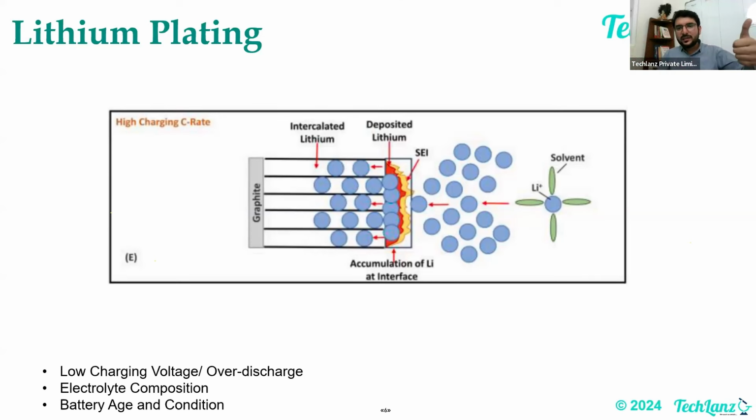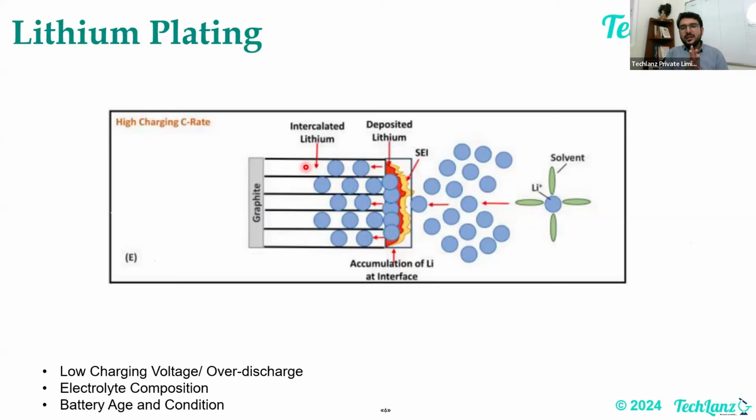Are you able to correlate your understanding of chrome plating with the lithium metal plating, which happens on a different metal? Is this clear to all of you? Why is the plating not happening, Yash, at slow charging speed? Because they're able to diffuse.